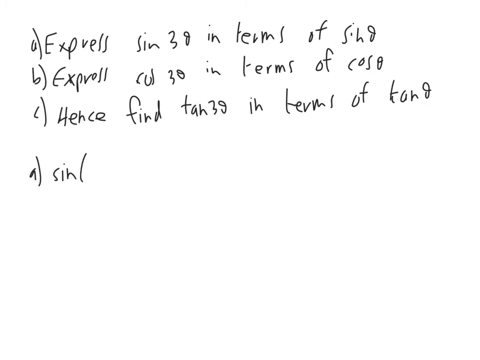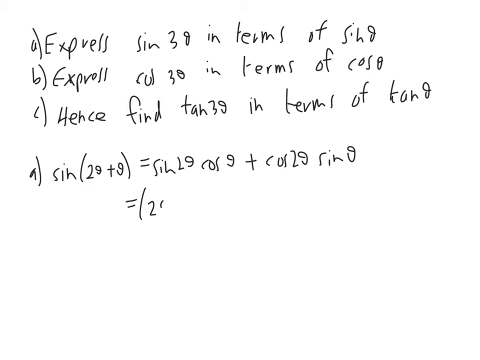Well, we've got to split the 3 theta up, and we can split that up into 2 theta plus theta. This 2 theta is our A, and the 1 theta is our B, and that's the expansion of sine A plus B. And the expansion goes sine A cos B plus cos A sine B. And then we've got to break this up. What's sine 2 theta? Well, sine 2 theta is 2 sine theta cos theta. And we've also got to break up cos 2 theta.